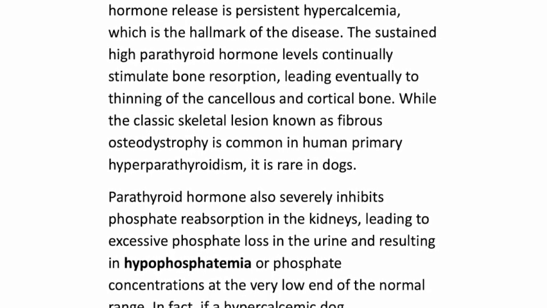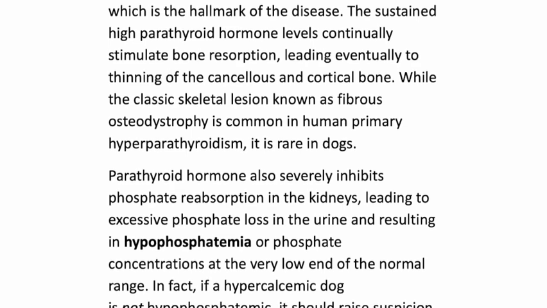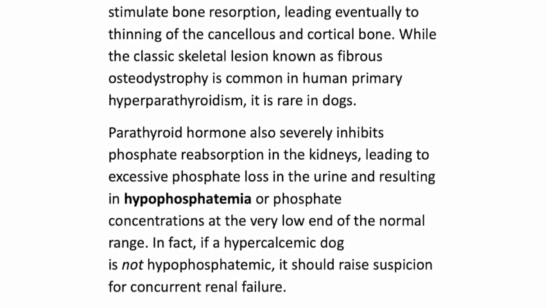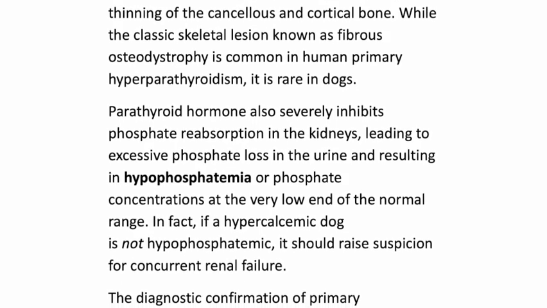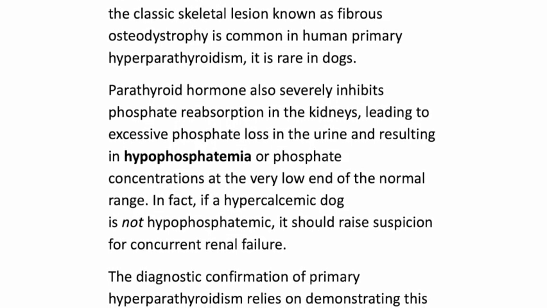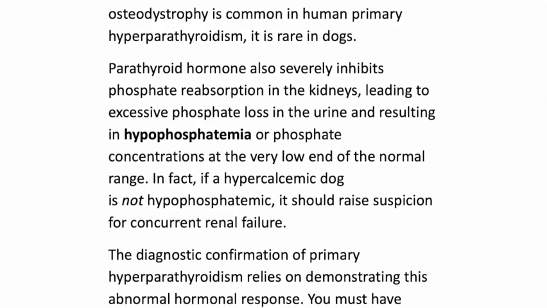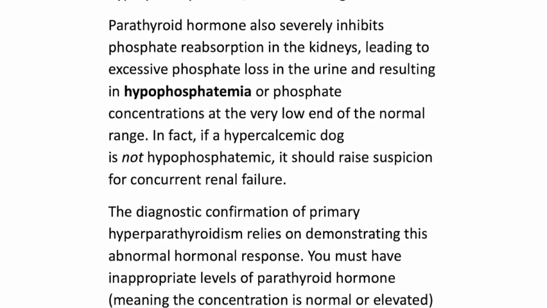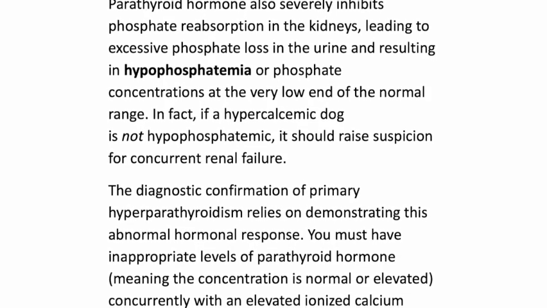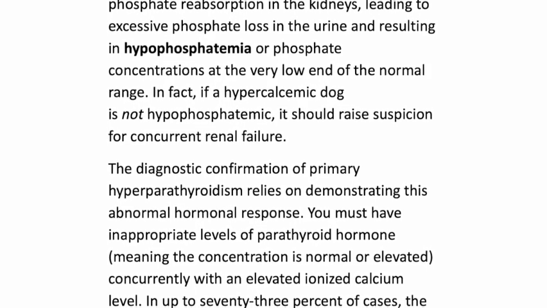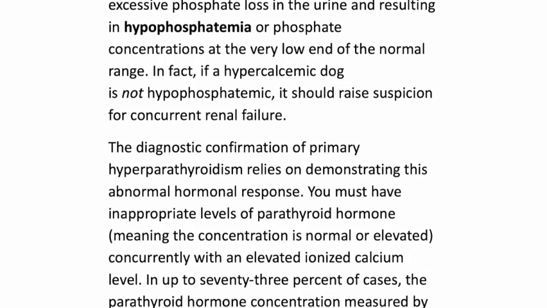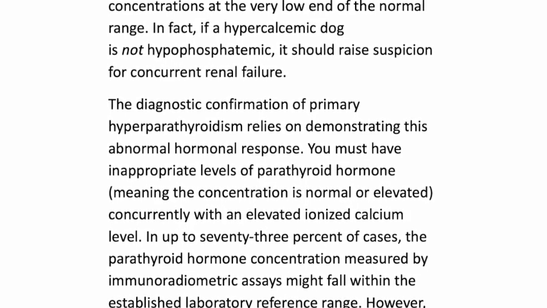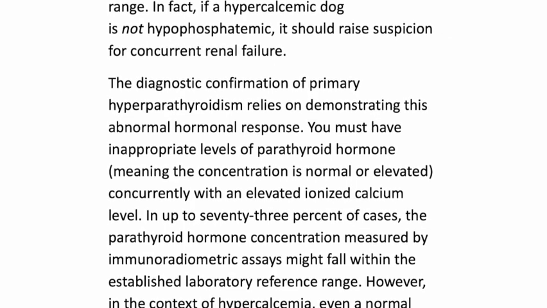The sustained high parathyroid hormone levels continually stimulate bone resorption, leading eventually to thinning of the cancellous and cortical bone. While the classic skeletal lesion, known as fibrous osteodystrophy, is common in human primary hyperparathyroidism, it is rare in dogs. Parathyroid hormone also severely inhibits phosphate reabsorption in the kidneys, leading to excessive phosphate loss in the urine and resulting in hypophosphatemia, or phosphate concentrations at the very low end of the normal range. In fact, if a hypercalcemic dog is not hypophosphatemic, it should raise suspicion for concurrent renal failure.